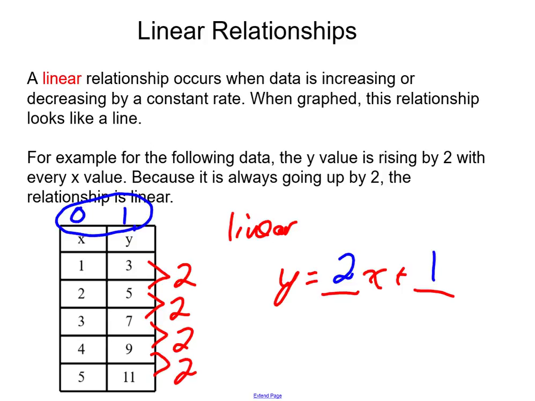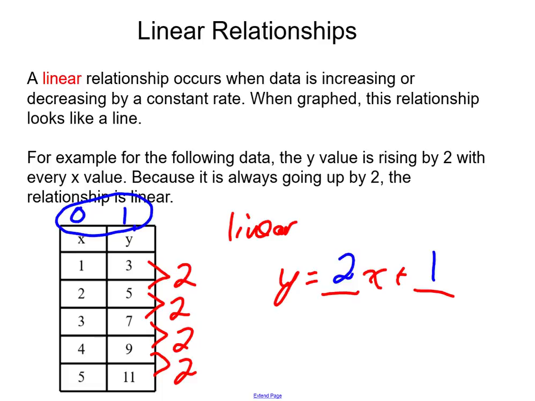The other thing that we could do is we can test out a point. So we could say, what's 2 times 4? 2 times 4 is 8. The table says 9. We need to add 1. What's 2 times 5? 2 times 5 is 10. The table says 11. We need to add 1.